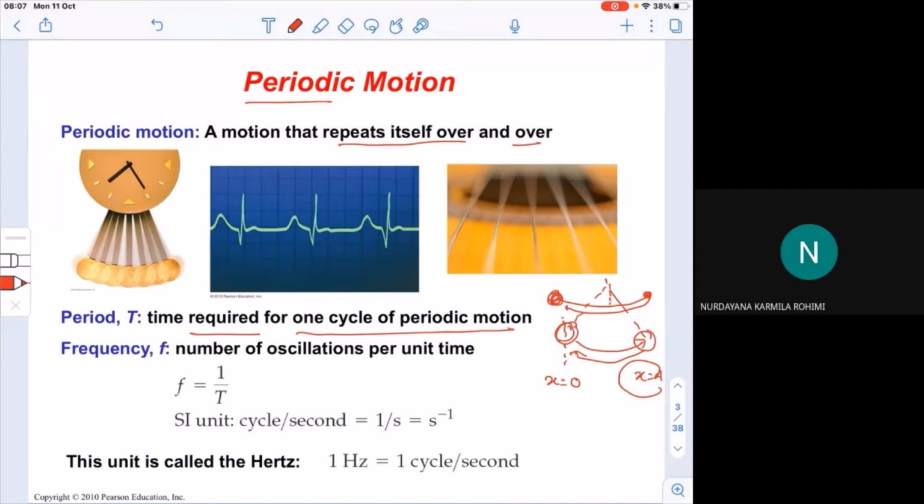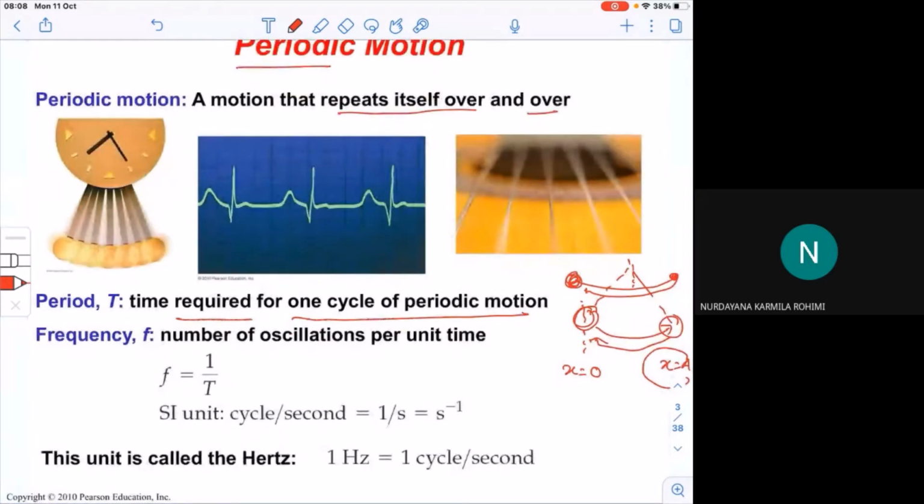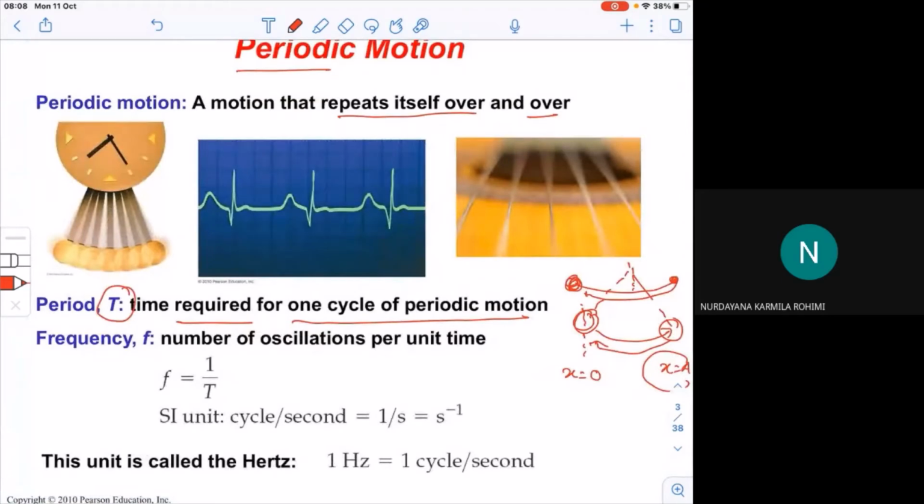So how about frequency? When we talk about cycles, it is always related to how many cycles you can do inside a period of time. If you look carefully, when we use period, we often use capital T, not a small letter t. Normally time is a small letter t, but for period we use a capital T. That differentiates between period and time.